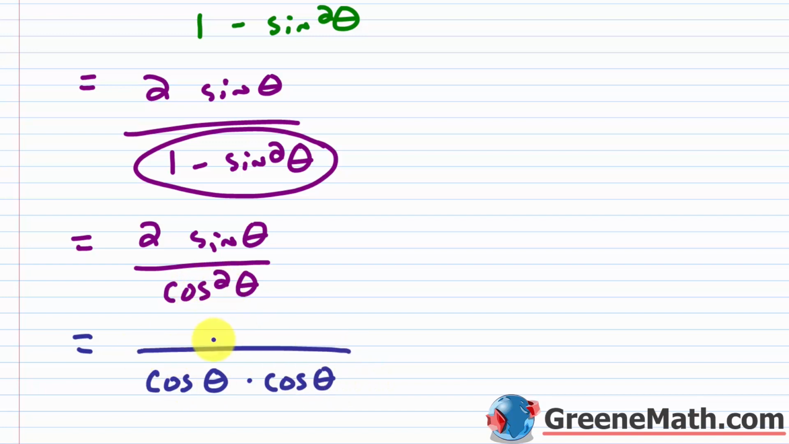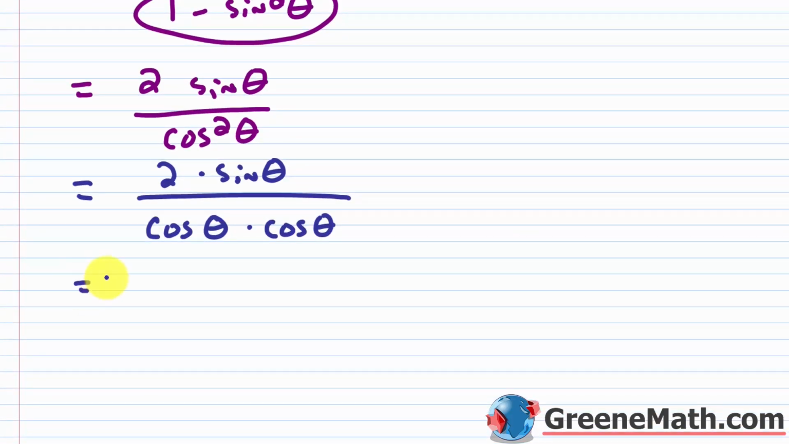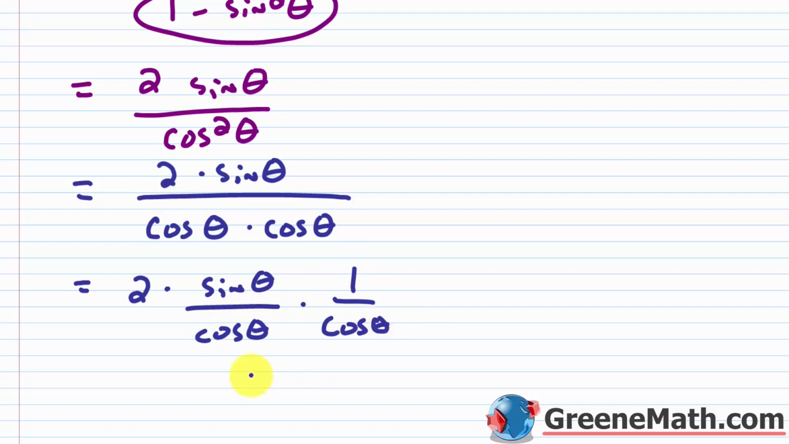Now, up here I have 2 times sine of theta. Now think about it. If I have sine of theta over cosine of theta, that's the tangent of theta, okay? And if I have 1 over cosine of theta, that's the secant of theta. So I already have what I need, okay? You just need to break things up so you realize what's going on. So I'm going to put this as 2 times sine of theta over cosine of theta times 1 over cosine of theta. And then I'm just going to, again, replace this with what I'm looking for.